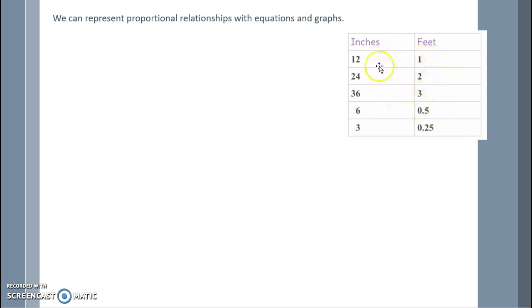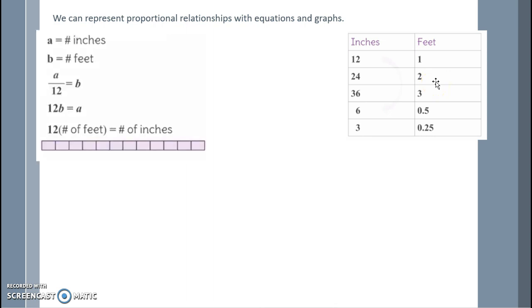Or if I quarter it, 12 divided by 4 is 3, and 1 divided by 4 is 0.25. Further, 12 times 2 is 24, and 1 times 2 is 2. So we can compare inches to feet all the time.